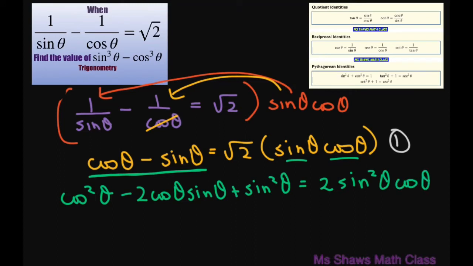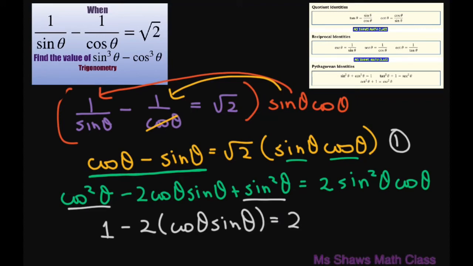And so what we're going to do is the same thing we did before. Cosine squared of theta plus sine squared of theta equals 1. So this is going to be 1 minus 2 cosine of theta sine of theta equals 2 sine squared of theta cosine squared of theta. We can put parentheses here. We're going to call this equation 2. So you might want to write down equation 1 and equation 2.